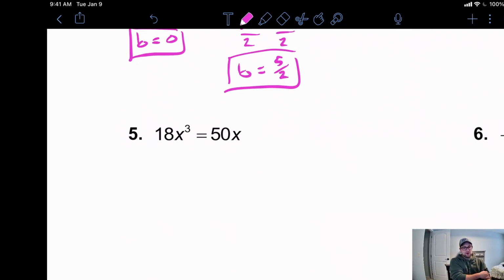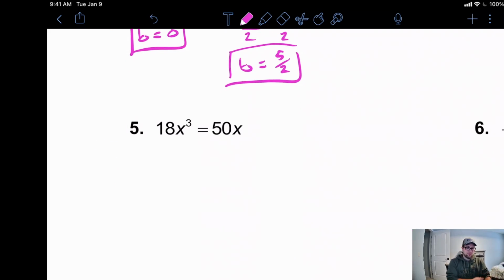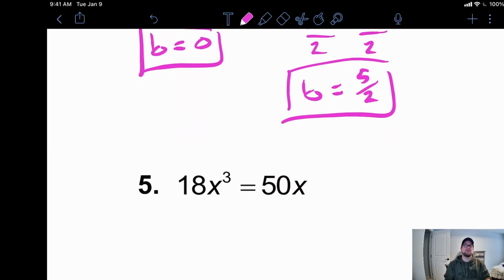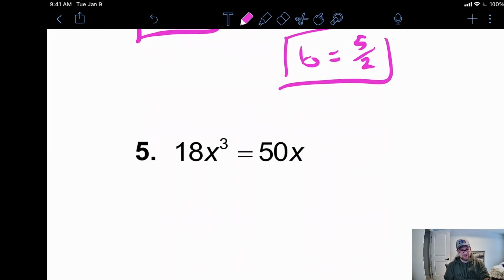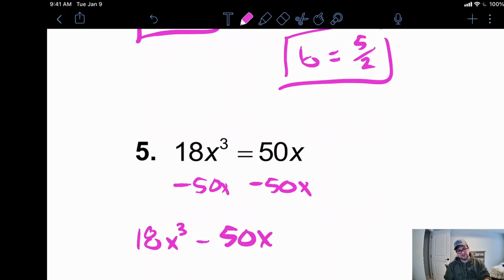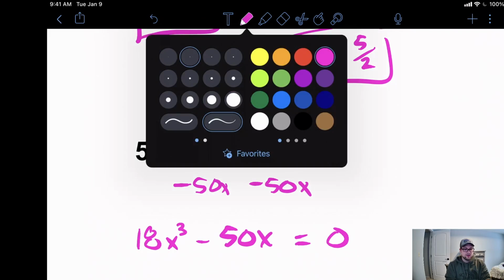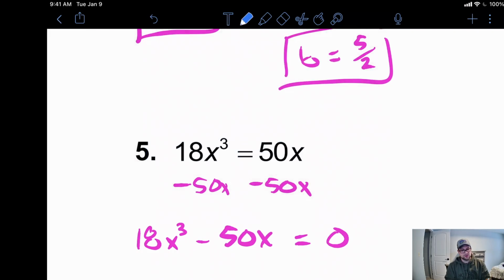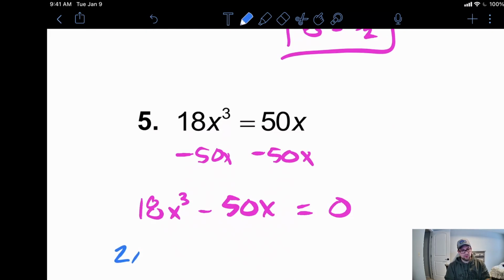Moving on to problem number 18. If you're looking at problem number 18, we should first notice we have stuff on different sides, so let's pull it all to the same side. So I'm going to subtract 50x from both sides. That's going to give me 18x to the third minus 50x is equal to 0. Just like in every other problem, at this point, we're looking for a greatest common factor. In this situation, it looks like we can divide a 2 out of both numbers, and since they both have at least one x, I'm going to be able to pull out an x.